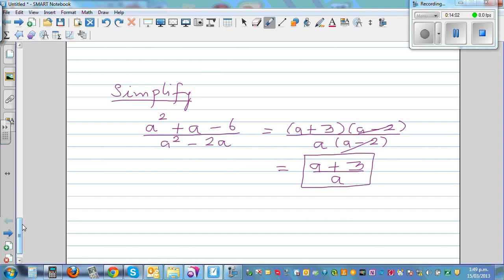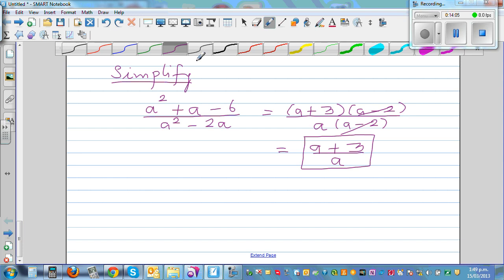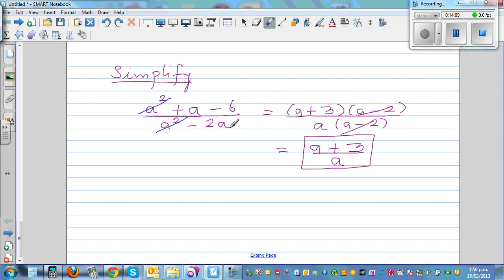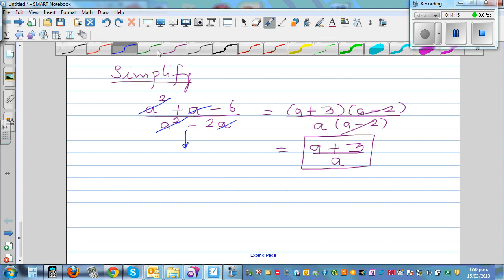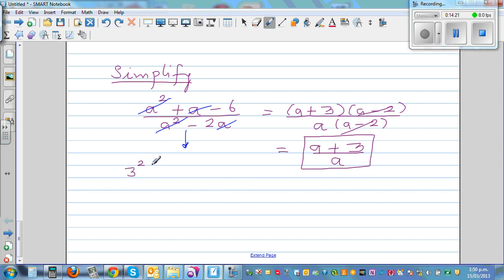Now, why can't you cancel? I've seen students canceling like this. You can't do it like this. So let me give you an example in numbers. Let me make up a number. Say you got 3 squared plus 3 minus 6 over 3 squared minus 2 times 3. So I'm letting a as 3.